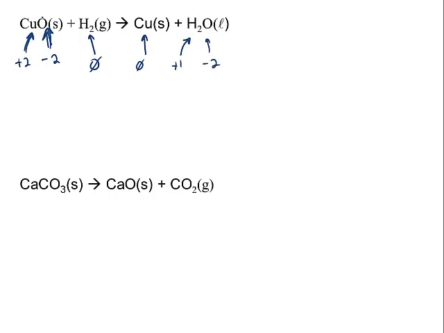So notice the oxygen doesn't change. The oxygen starts out at -2. It ends up at -2. The 2 elements that change are the copper and the hydrogen. So the way you say it is you say copper atoms are reduced, but the species that is reduced is copper oxide. Say CuO is reduced.